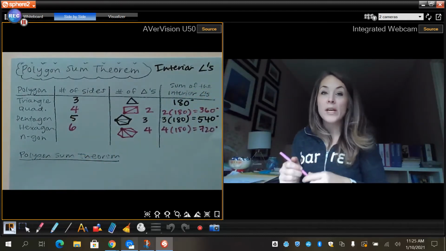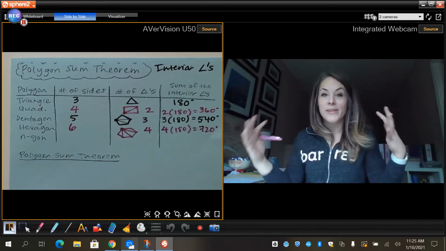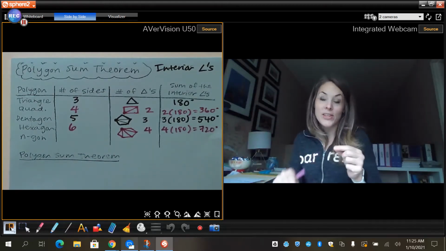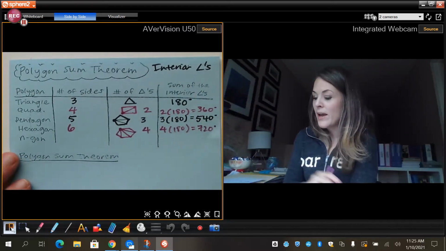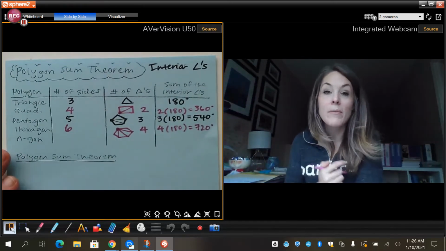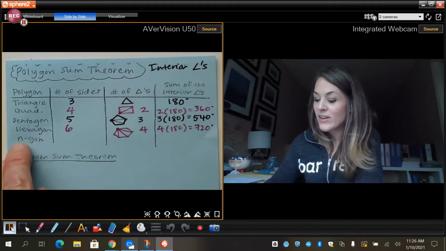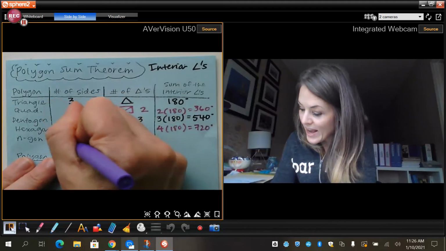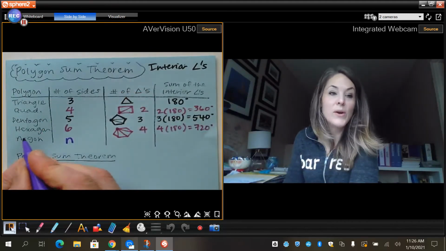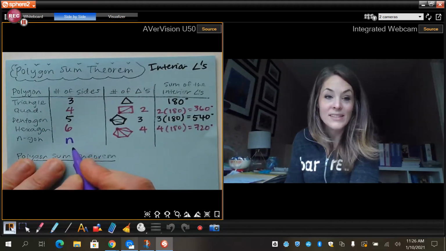Okay, so we could keep doing this all day long. We can keep increasing the number of sides. We can keep drawing the triangles and figure out what all the interior angles add up to. Okay, but we don't want to do that. We want to come up with a formula. So what I have here is an n-gon. Okay, so an n-gon has n sides. Okay, so whatever number is in front of that, that's how many sides it has.